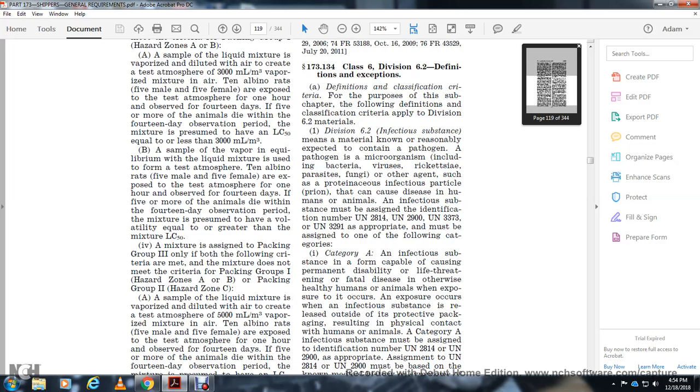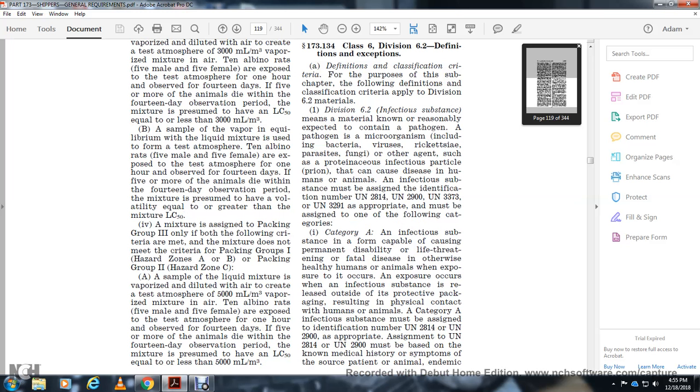A sample of the vapor in equilibrium with the liquid mixture is used to form the test atmosphere for 10 albino rats, 5 male and 5 female, exposed to the test atmosphere for 1 hour and observed for 14 days. If 5 or more animals die within the 14-day observation period, the mixture is presumed to be volatile, equal to or greater than the mixture's LC50. A mixture is assigned to packing group 3 only if both of the following criteria are met: the mixture does not meet the criteria of packing group 1 hazard zones A and B, or of packing group 2 hazard zone C.